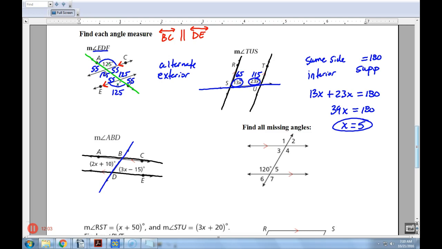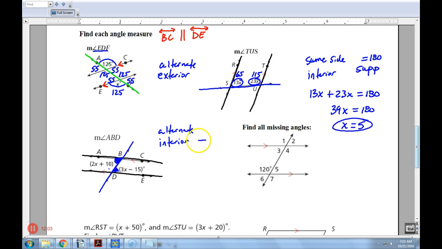I'm pretty sure that they meant the 3x minus 15 goes here, and the 2x plus 10 goes up there. Because otherwise, if they were side by side, it would just be a linear pair, and we wouldn't really be dealing with the chapter 3 vocabulary. So these two angles, since they're both on the interior, on the inside of the parallel lines, but they're alternate. They're on opposite sides of the transversal.